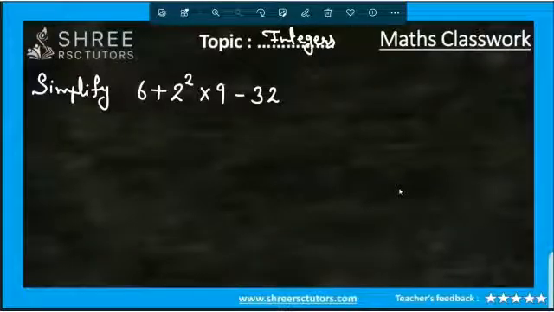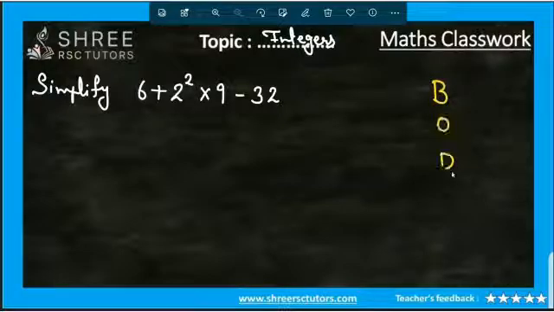Hello, dear students. Let's do this expression here. How can we do this question? For this question, we need to use the BODMAS rule. What is the BODMAS rule? Here, we are writing this.